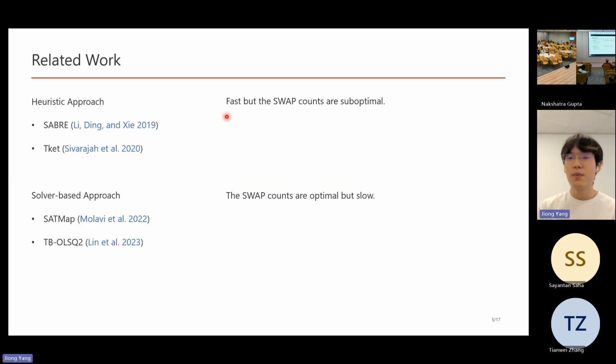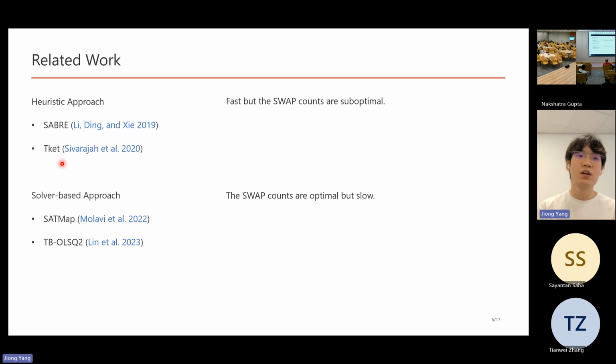There are 2 popular approaches to the quantum circuit mapping problem. The first is the heuristic approach. It usually tries to optimize metrics defined by humans in order to find a near-optimal solution. Famous approaches include the SABRE and TCAT algorithms. In industry quantum compilers, heuristic approaches are the most popular choice because they provide fast compilation speed. However, it has been shown that the swap count from the heuristic approach can be far from the optimal value.